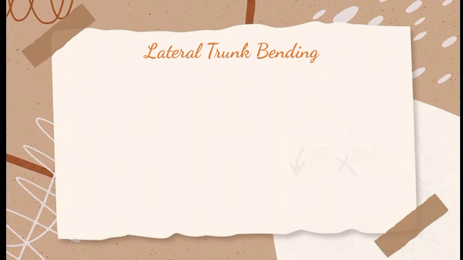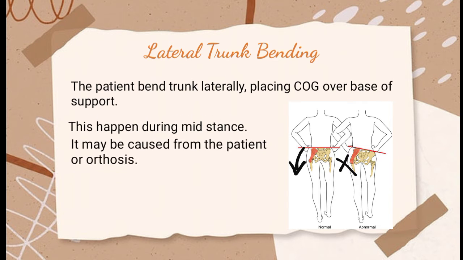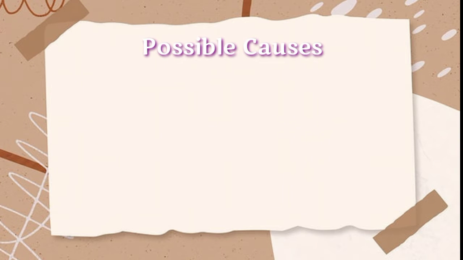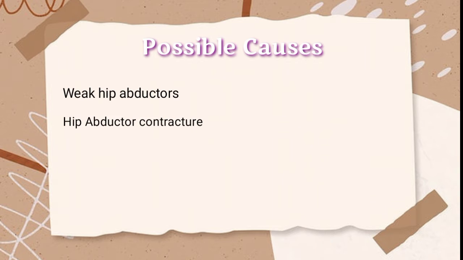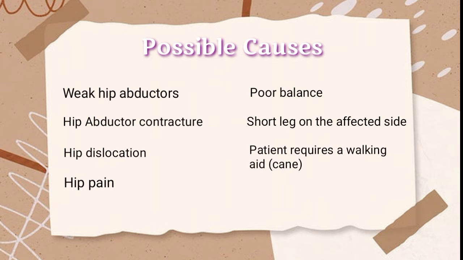Lateral trunk bending is when the patient bends the trunk laterally, placing the COG over the base of support. This happens during mid-stance. It may be caused by the patient or the orthosis. Possible causes are weak hip abductors, contracture, hip dislocation, hip pain, poor balance, a short leg on the affected side, or the patient requires a walking aid or cane.